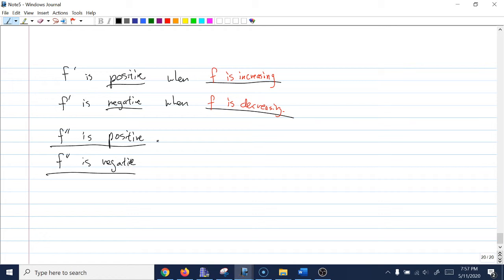Well, this is the derivative of something. This rule says if you are the derivative of something, you are positive when the something is increasing. So when f double prime is positive, the thing you are the derivative of is f prime. You will be positive when f prime is increasing, and you will be negative when f prime is decreasing.